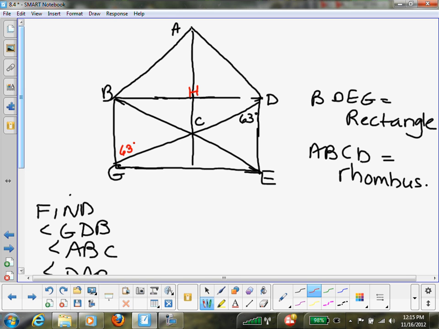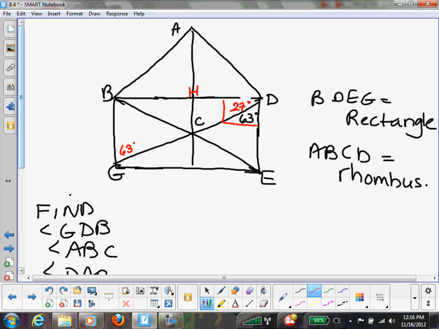Claire, yeah? And why do you know that? BD. Okay. So we know that this is a right angle, correct? That means, because we said that this was a rectangle, correct? And if this is a rectangle, this angle has to be 90, correct? And if this part's 63, then the top part is 27. Okay? What else can I do then?